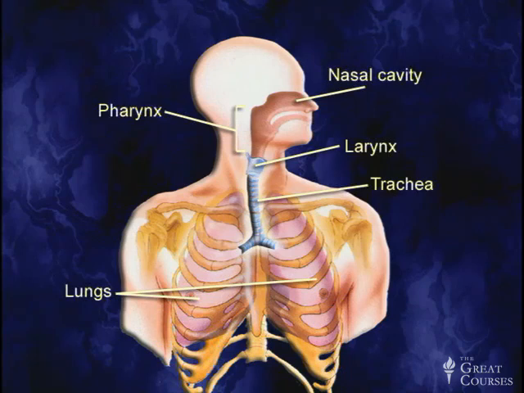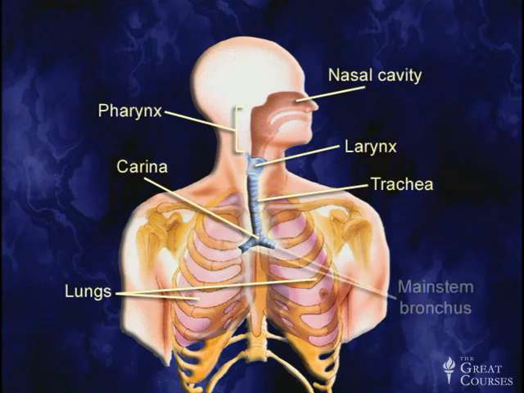And then it divides on the two sides, and the exact spot where it divides is called the carina, and the carina just is the Y-shaped position of this area. And finally, it goes into a right and a left main stem bronchus. The main stem bronchi, which is plural, are, again, conducting airways. They only bring the air to the right and left side.